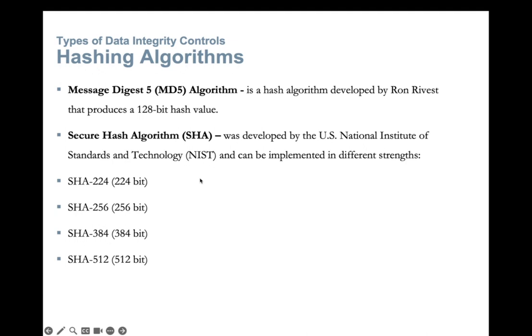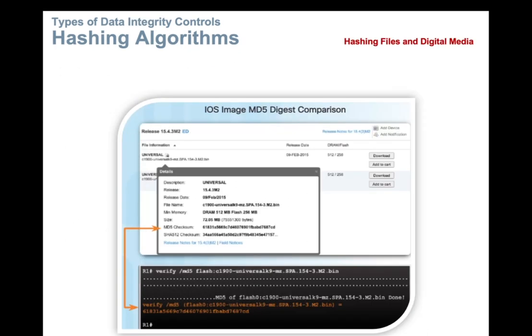Okay, so now let us see hashing files and digital media. Integrity ensures that data and information is complete and unaltered at the time of its acquisition. This is important to know when a user downloads a file from the internet, or a forensic examiner is looking for evidence on digital media.